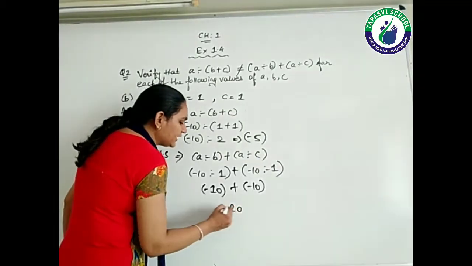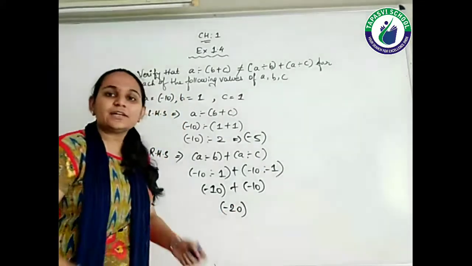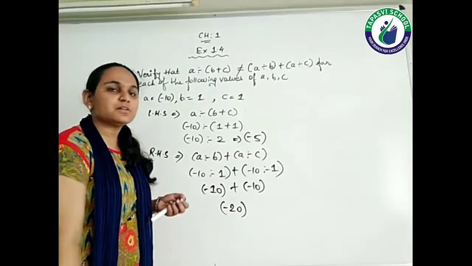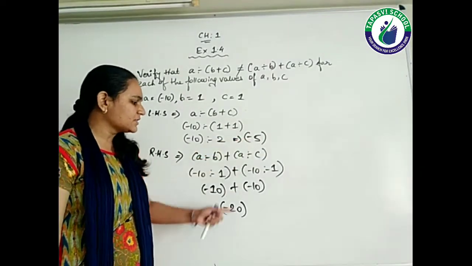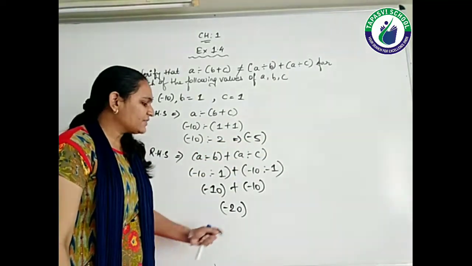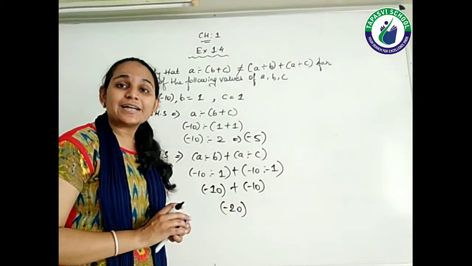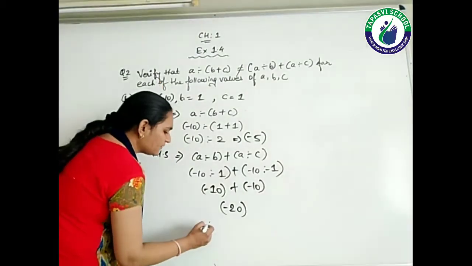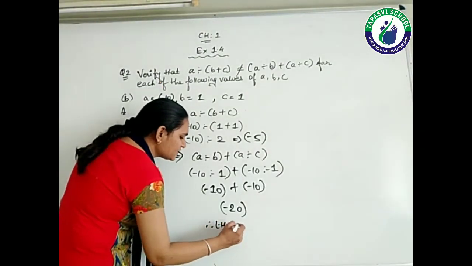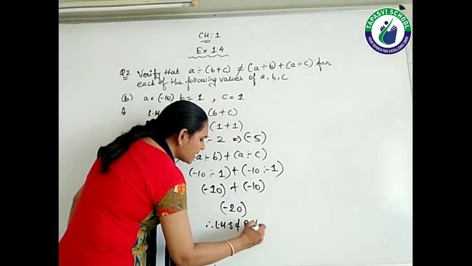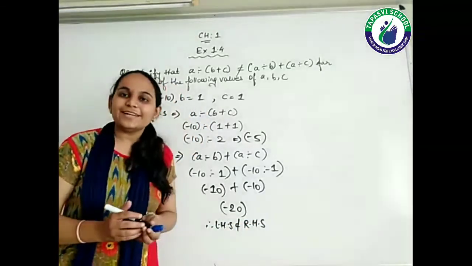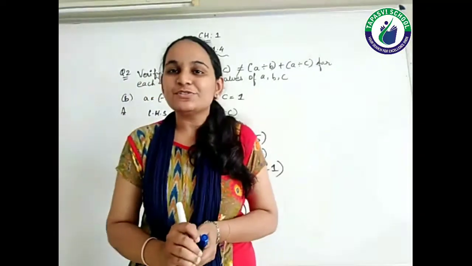So 10 and 10, 20. It is having the negative sign because both the numbers are negative numbers. Now see students the answers. LHS side you are getting minus 5 and RHS side you are getting minus 20. Are they same? No. So therefore LHS is not equal to RHS. Right? I hope students you understood the question number 2.